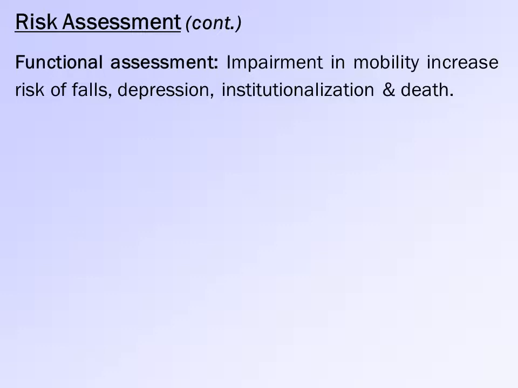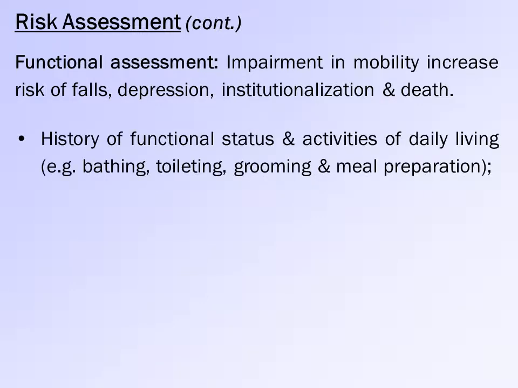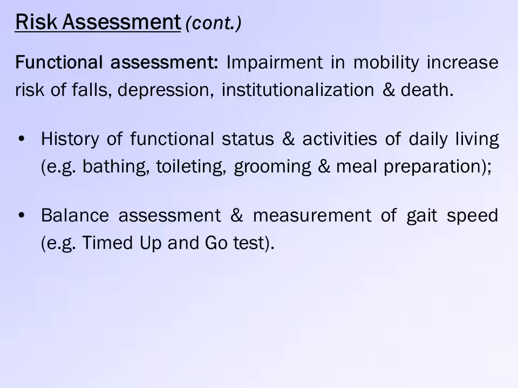Functional assessment: impairment in mobility increases the risk of falls, depression, institutionalization, and death. History of functional status and the activities of daily living, for example, bathing, toileting, grooming, and meal preparation. Balance assessment and the measurement of gait speed, for example, the timed up and go test.